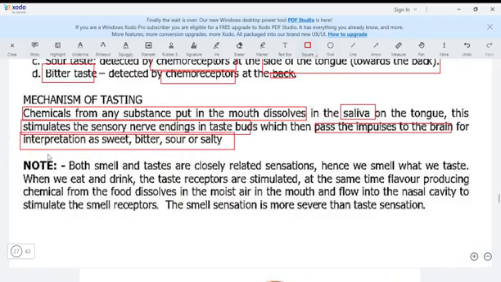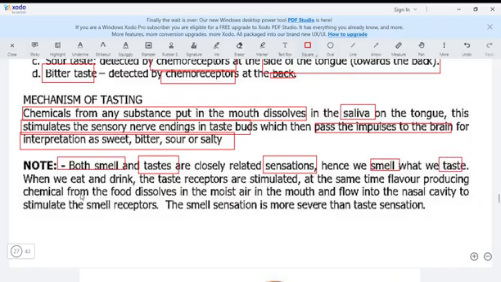Both smell and taste are closely related. That's in terms of sensation, they are closely related. Hence we smell what we taste. It is what we taste that we smell. So they have something very close.